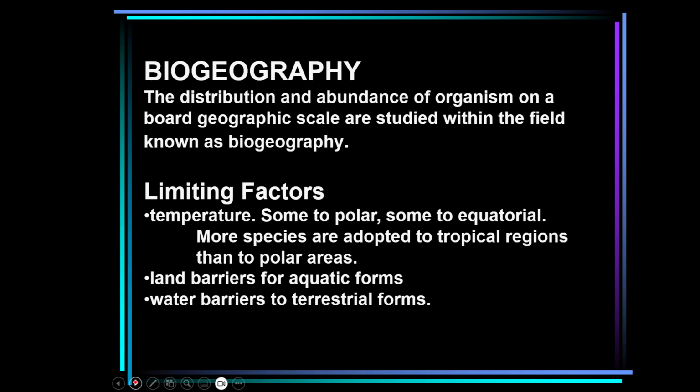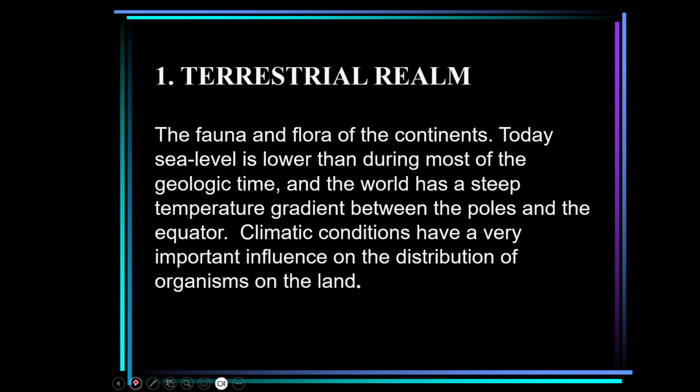Of course, more species are adapted to the tropical region because that's where the diversity is the highest, much higher than the polar regions. You could also have land barriers if we're talking about aquatic forms, things which like to live in water. Then the land is a barrier. But if they are on land, then the ocean is a barrier. So you understand that. So let's start with the terrestrial realm.